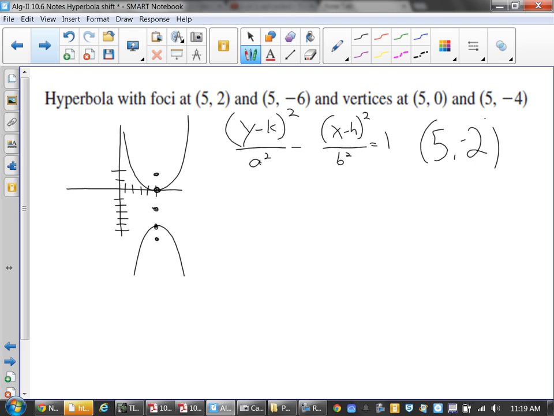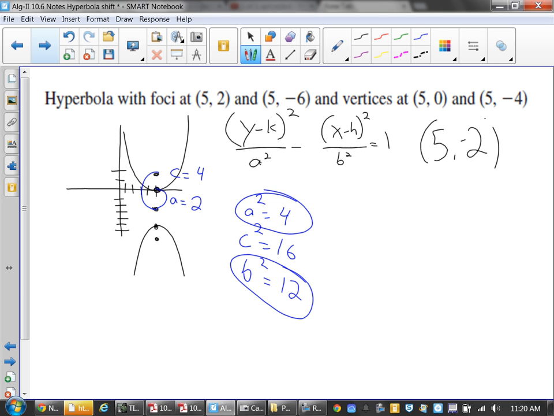You know what your c squared term is. Well, I'm sorry, you don't know what a squared is, but you know what a is. A is the distance from center to vertex, which is how much? 2. C is your distance from your center to your focus. How much is that? 4. So a squared is 4. C squared is 16. What's b squared? 12. I need that, and now it's just a matter of substituting in.